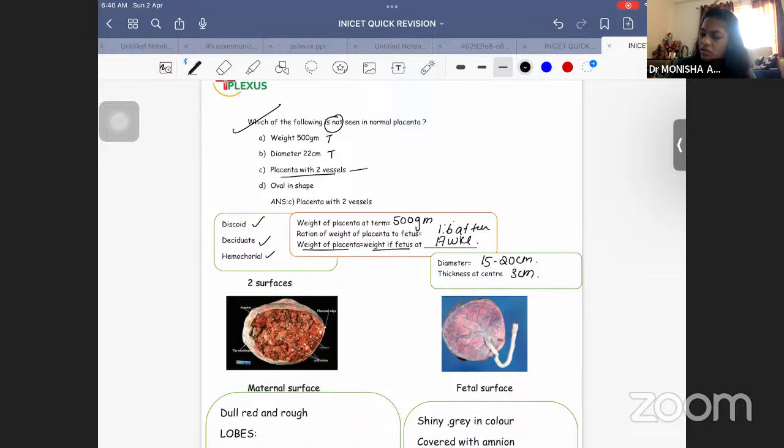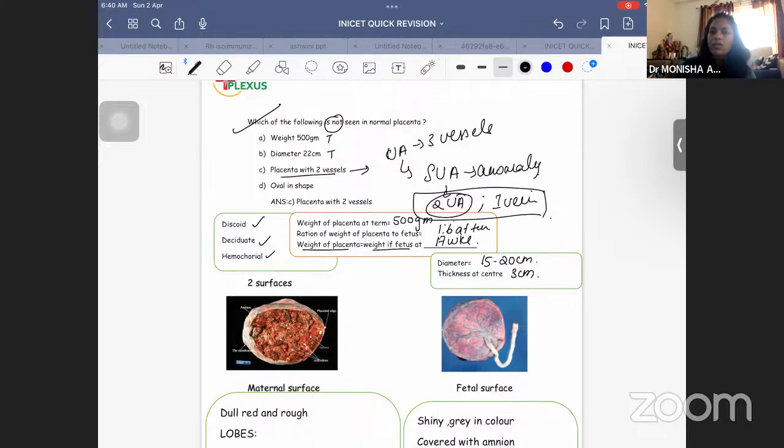Placenta with 2 vessels. Is the placenta having 2 vessels? The umbilical cord has 3 vessels, right? How to remember this? Single umbilical artery is the anomaly. So what is normal then? 2 umbilical arteries is the normal one. So 2 umbilical arteries and 1 vein is your normal. Okay.